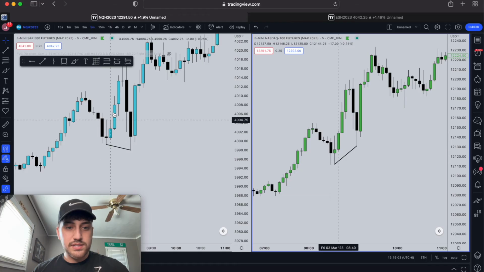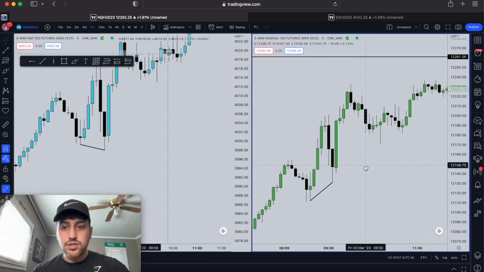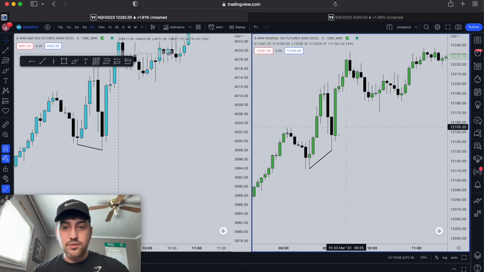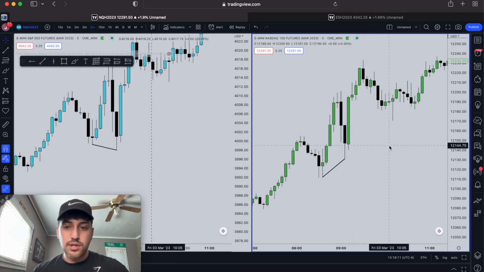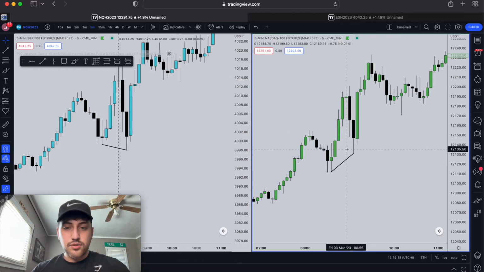Now you notice how ES came down, swiped this liquidity, but NASDAQ didn't. So obviously NASDAQ is the stronger one, and this is the one you'd want to long. This is the one you'd want to focus on. Now, let's go down to the 1 minute on NASDAQ and see if we could have found an entry.